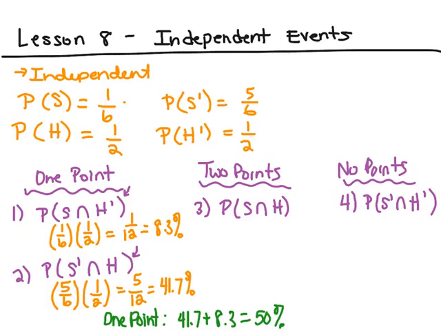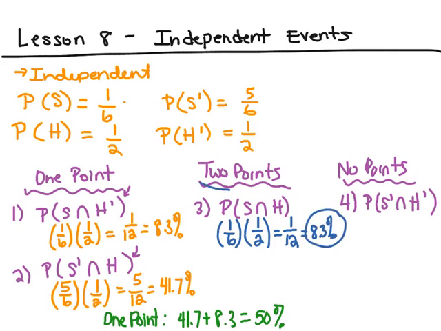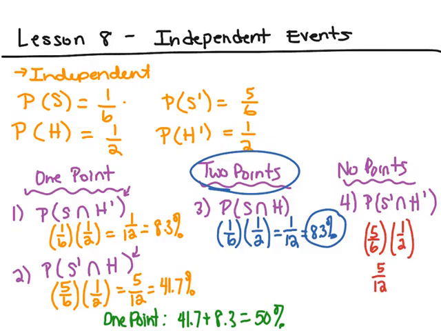Now we're going to do 2 points. So the probability of getting a 6 is 1 over 6. The probability of getting a head is 1 over 2. This is the same as 1 over 12, which is 8.3%. So you have an 8.3% chance of getting 2 points. And the last solution, to get no points, is 5 over 6 for not a 6 and 1 over 2 for not a head, which is the same as 5 over 12, which is 41.7%. So getting no points is a 41% chance. So there's the chances for getting points in that game. So you do have high chances of getting 1 point.